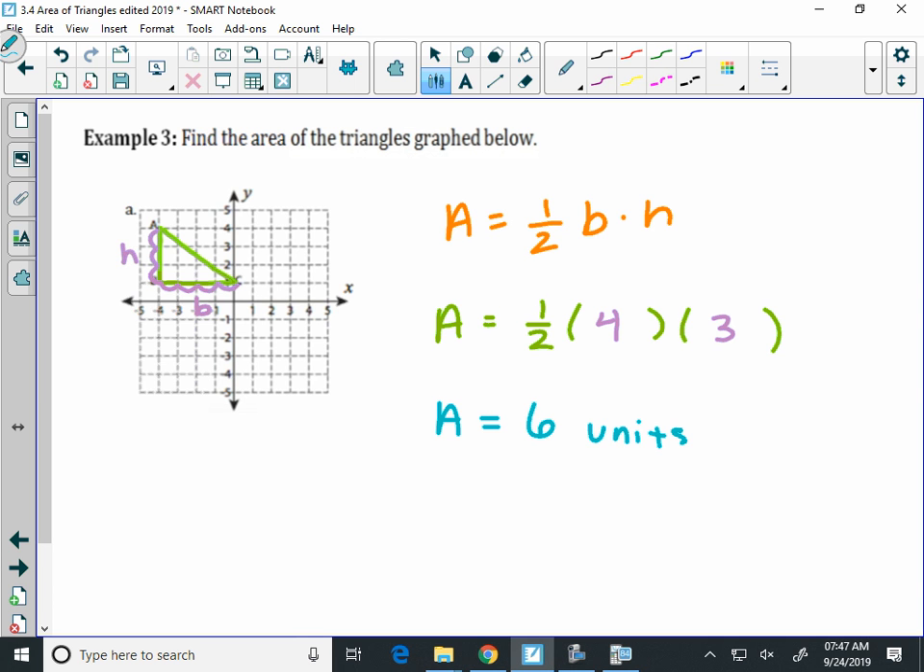There's no particular units, so just write it as units squared. Not super picky if you forget that. Technically, because there's no specific unit given, we just say units squared. And there you go.